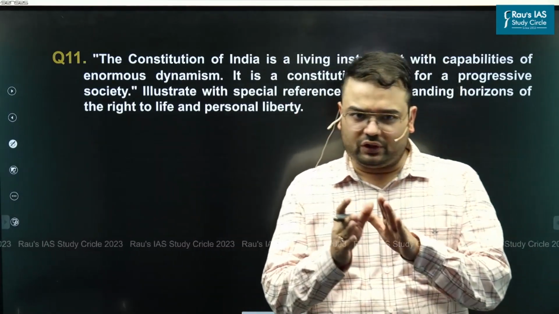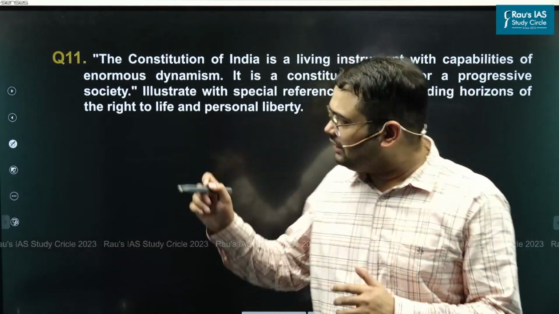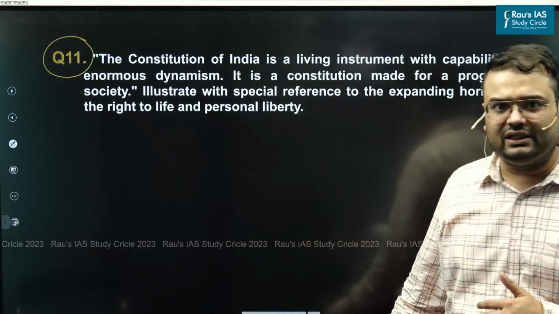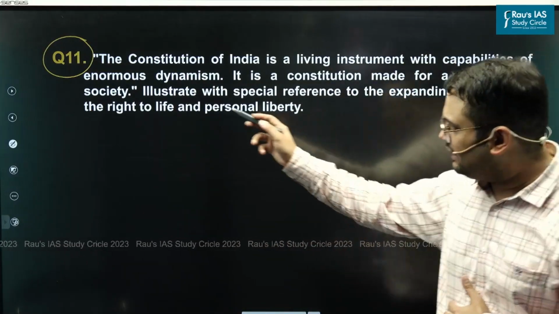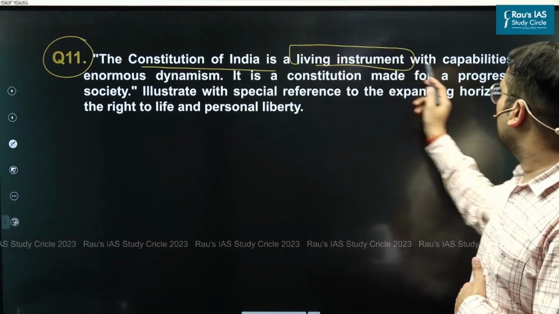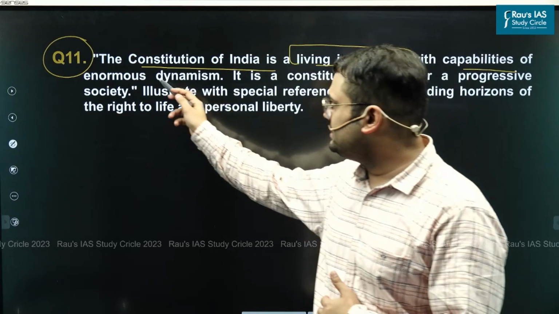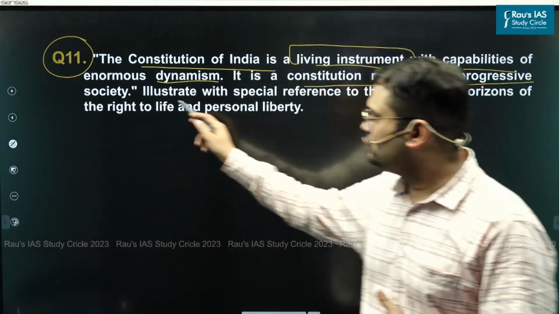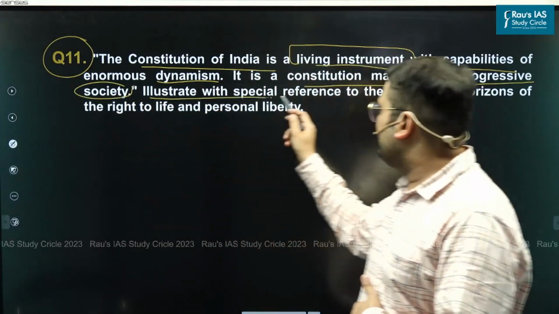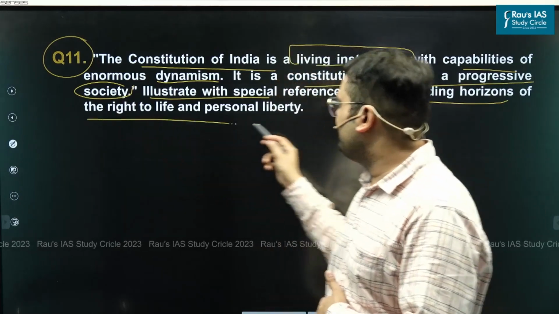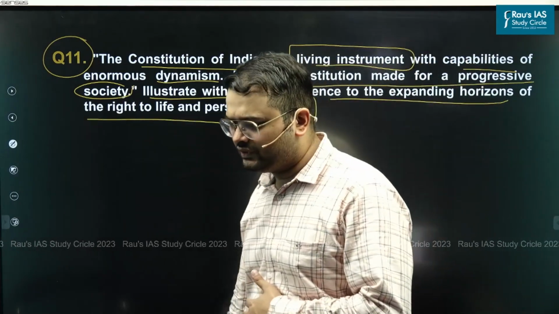And in this video, we are going to understand the question that was asked in this year's mains, that is 2023 mains GS2: Constitution of India is a living instrument with capabilities of enormous dynamism. It is a constitution made for progressive society. Illustrate with special reference to the expanding horizons of right to life and personal liberty.